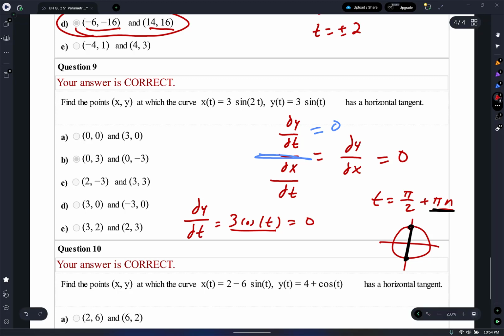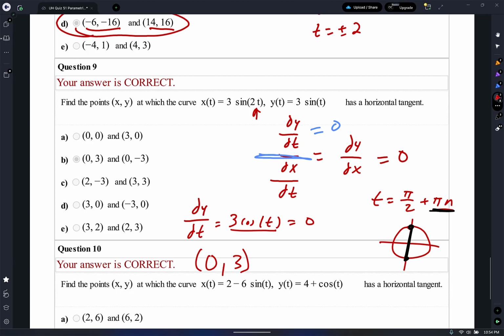So let's plug in pi over 2. If I plug in pi over 2 into that, the 2's cancel out and I get pi. And then sine of pi is 0, so 0, comma. And if I plug in pi over 2 on this one, sine of pi over 2 is 1. 1 times 3 is 3. So there it is.